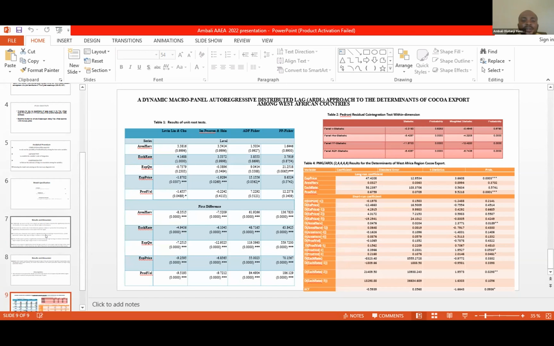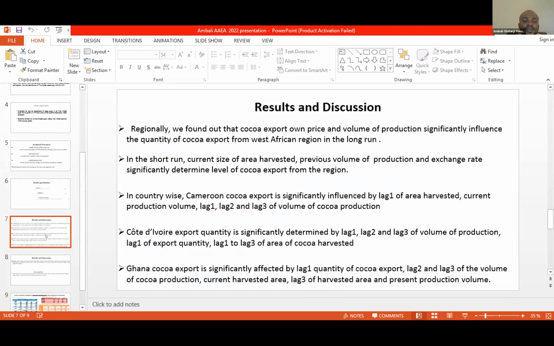Based on the results, these are the results and the discussion. Regionally, we find out that cocoa exports was determined by volume of production, own price of cocoa.